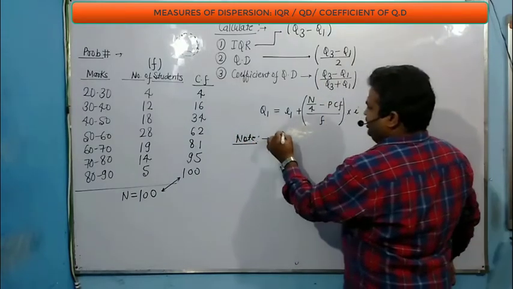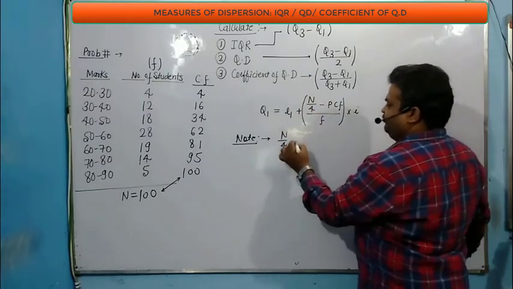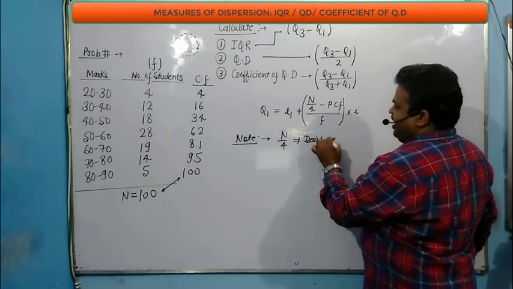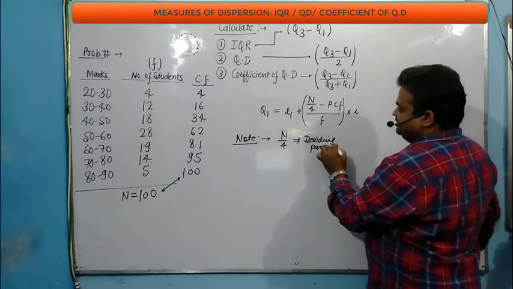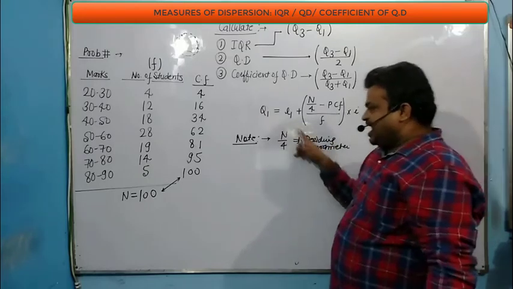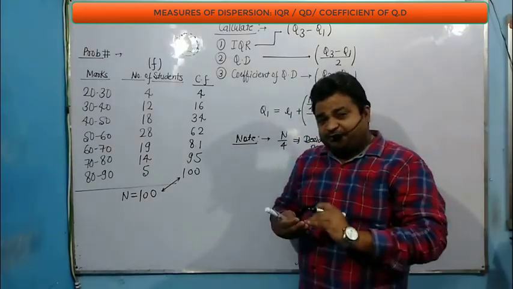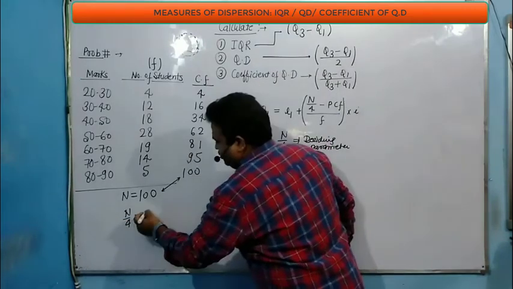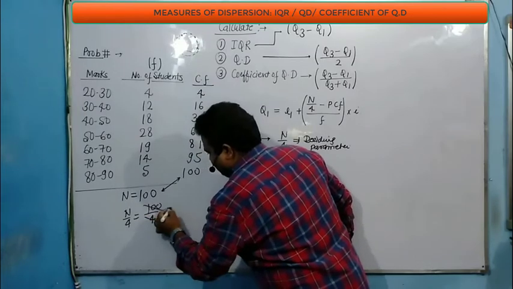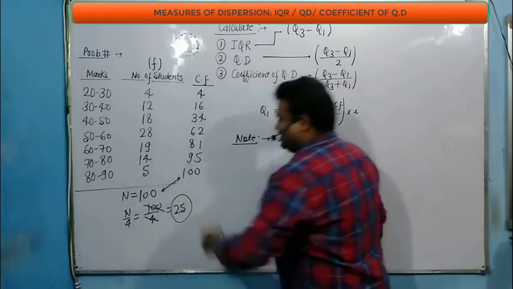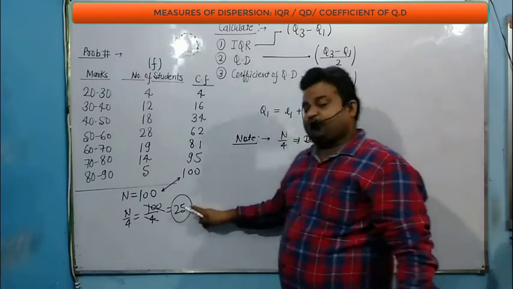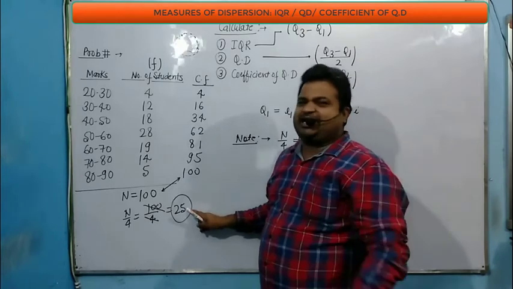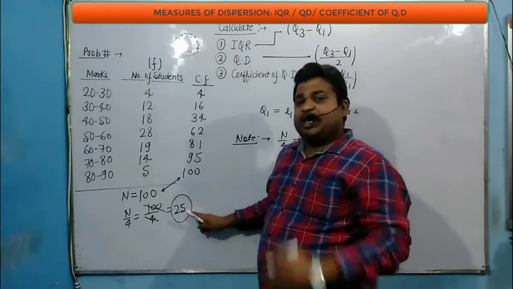This n by 4 is your deciding parameter. Why is it the deciding parameter? Because the n by 4 value gives you the first quartile class. So what is my n by 4 value? My n value is 100 divided by 4, so it comes to 25. This 25 is the deciding parameter to select the median class, the quartile class.